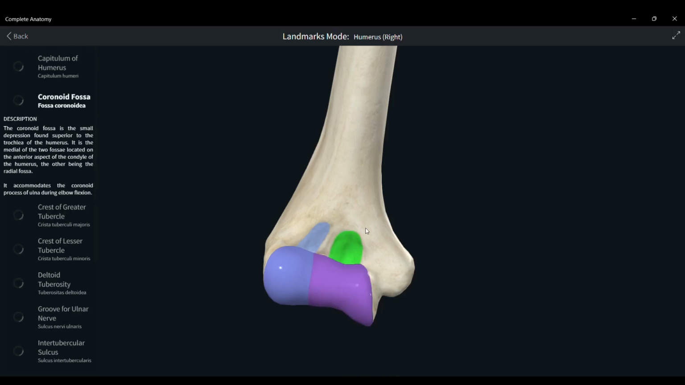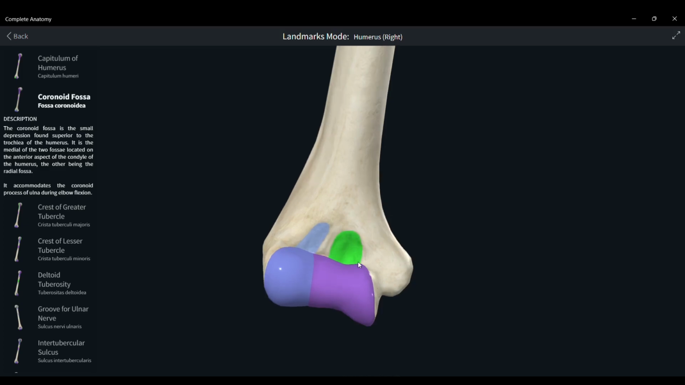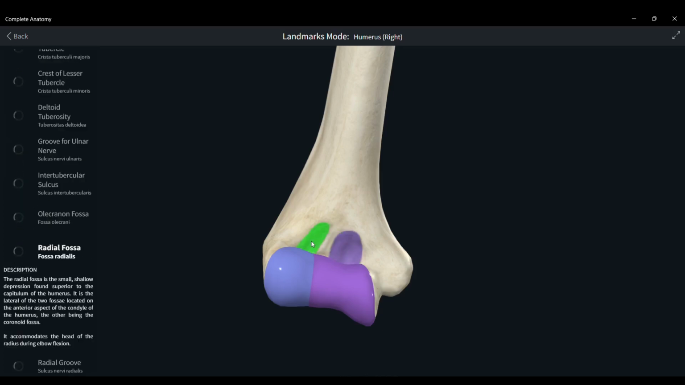Into this fits the coronoid process of the ulna during elbow flexion, preventing bony collision at the end of the movement. Anteriorly, laterally above the capitulum, we find the fossa radialis. During flexion, the head of the radius sits here, ensuring smooth movement.